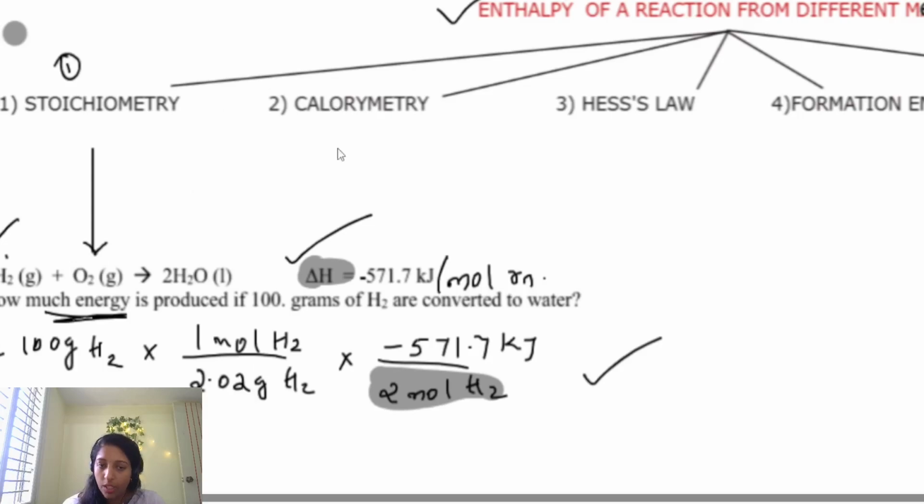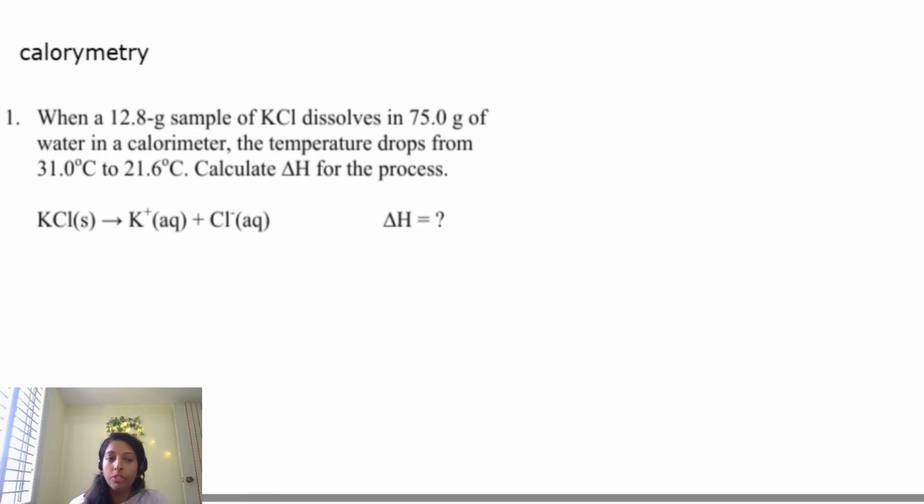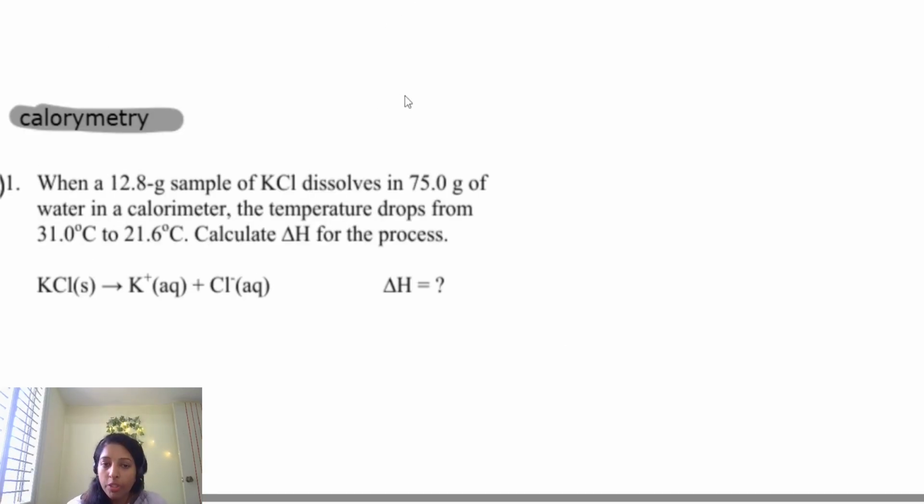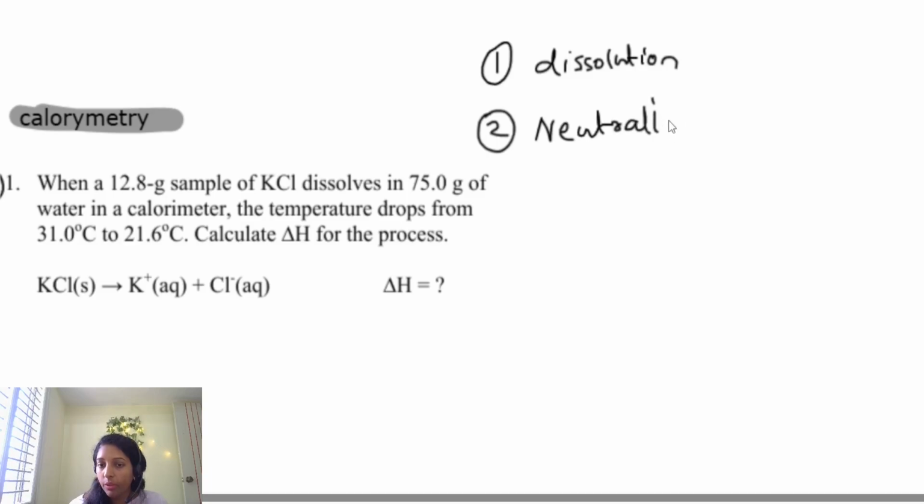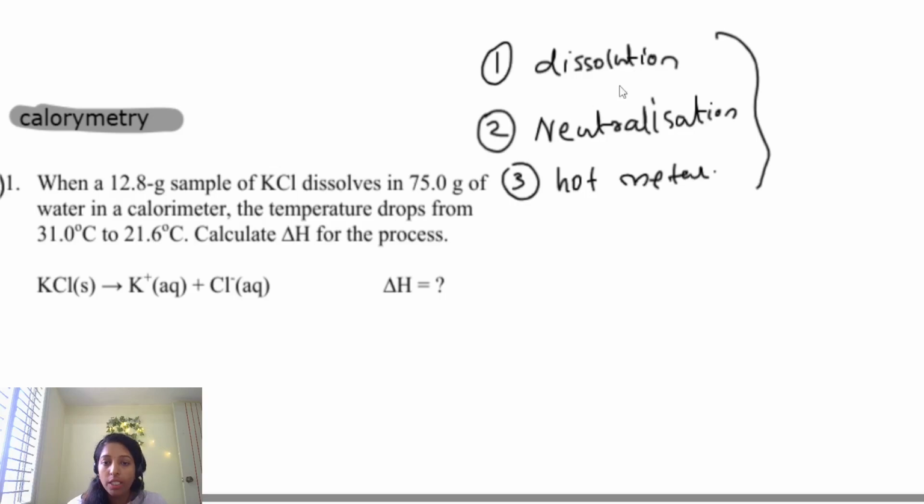So that is stoichiometry, and then you can do it with calorimetry. How do you use calorimetry? As you know, calorimetry uses specific heat capacity. In calorimetry you can expect 3 different kinds of reactions. First, dissolution, where they can give you dissolution values. Then there may be neutralization reactions. And then there will be hot metal questions, where a hot metal is added to water. These are the 3 systems we do with the calorimeter: dissolution, neutralization, hot metal. Hot metal is really easy.